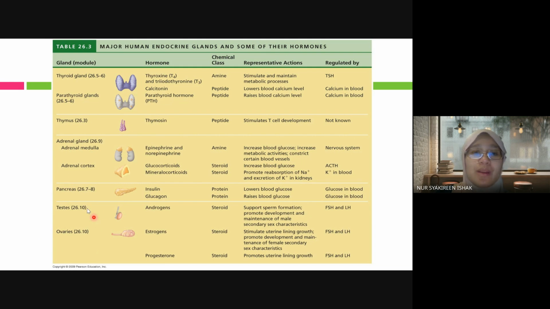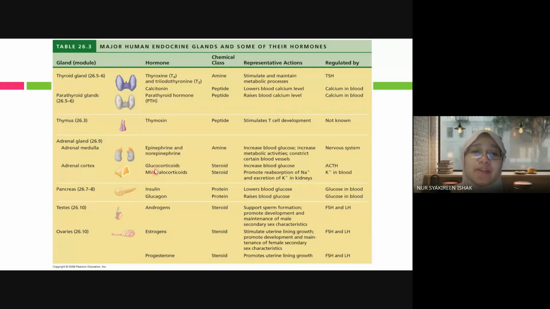Okay, and then we have this one, which is to promote reabsorption of sodium and secretion of potassium. This is one we have looked at in chapter 3, the osmoregulation. Okay, so it is regulated by these two hormones. Okay, glucocorticoids and mineralocorticoids, right?